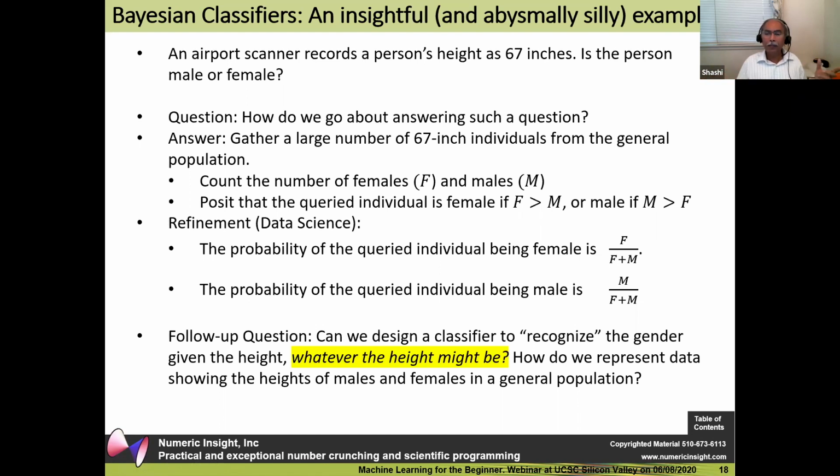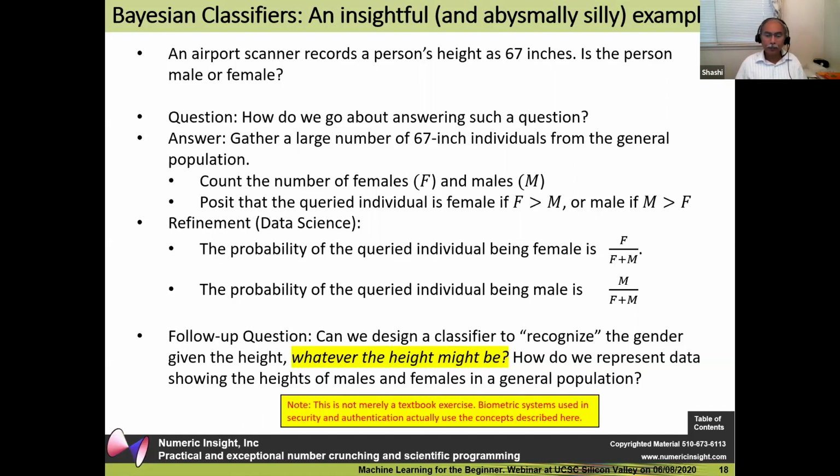And actually, if I ask you this question, some image must be coming into your mind. If I ask you how do you represent data showing heights, males and females, in a general population, some picture must be coming, right? Try your best to get some picture, and you can see the answer in the next slide, of course. I think many of you must have got it already.